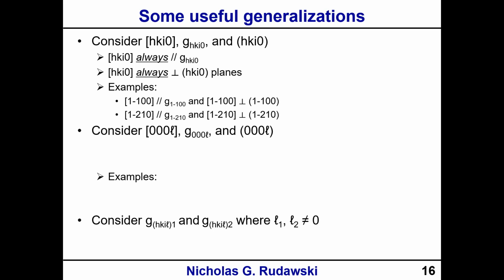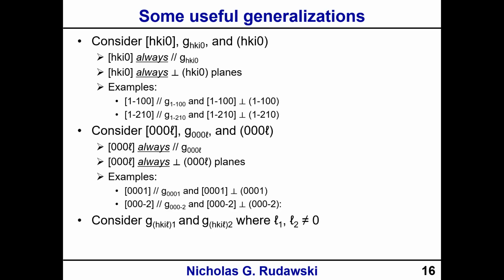Then if we go to the next generalization, and this one is usually pretty obvious, if we have 000L forms of the same three components, then we have the same thing. 000L directions are always parallel to G 000L vectors, and 000L directions are always perpendicular to 000L planes. And that's very obvious, I would think.